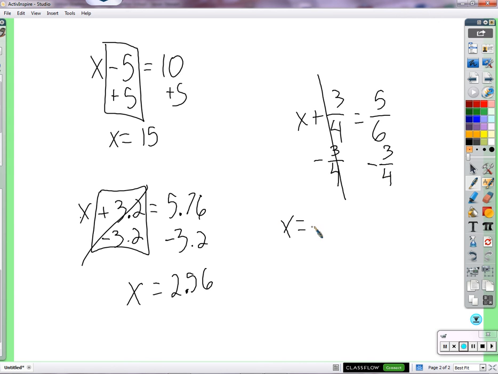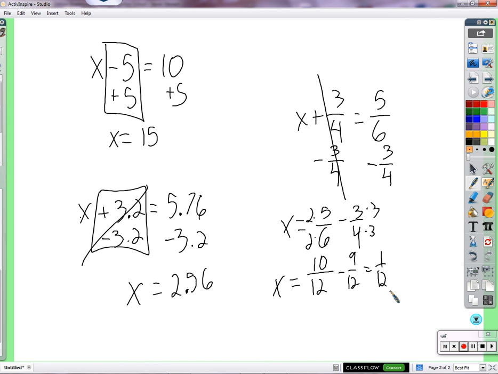So now we want to find 5/6 minus 3/4, and you can't take a fourth from a sixth. It's like taking an apple from an orange. So you have to make a common denominator. The denominator is 12. Then subtract the numerators. Times 2, so we get 10 twelfths. Times 3, we get minus 9 twelfths. 1 twelfth. X must be 1 twelfth. If I take 1 twelfth and I add 3/4 to it, I get 5/6.